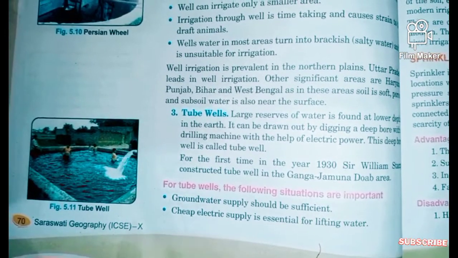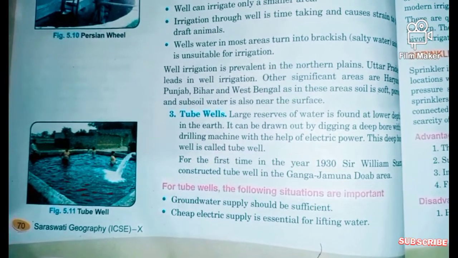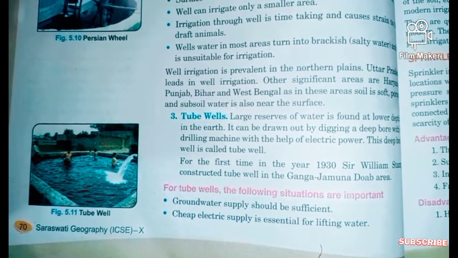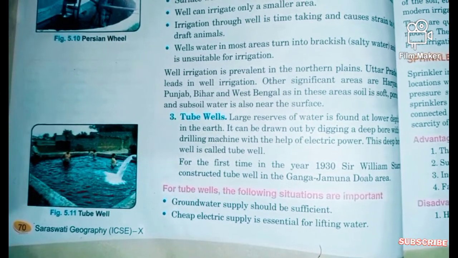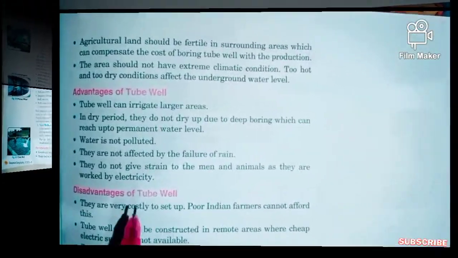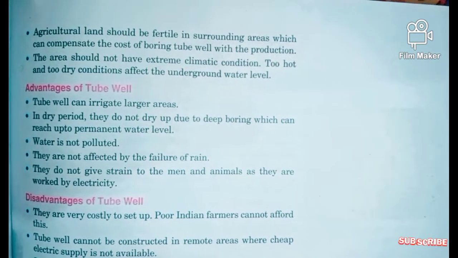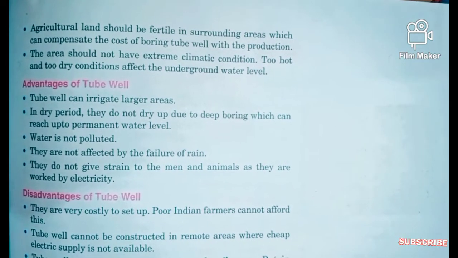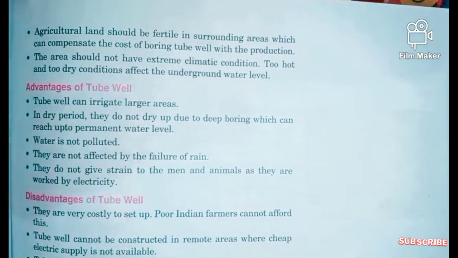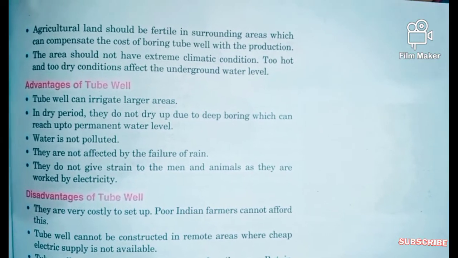Next, cheap electricity is required because tube well water can be taken out with the help of electricity only, and if the electricity is costly, it cannot be affordable for the farmers. The cost of boring a tube well is a lot, so in order to compensate the cost, the agriculture land where we are trying to attempt the tube well should be fertile.